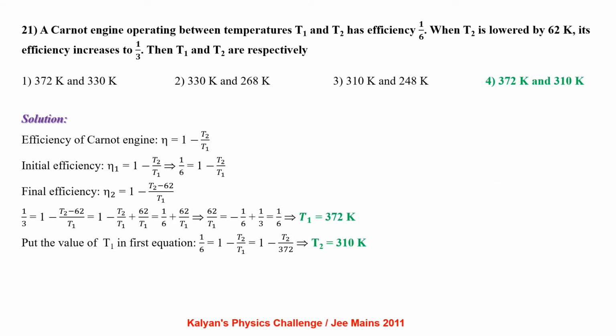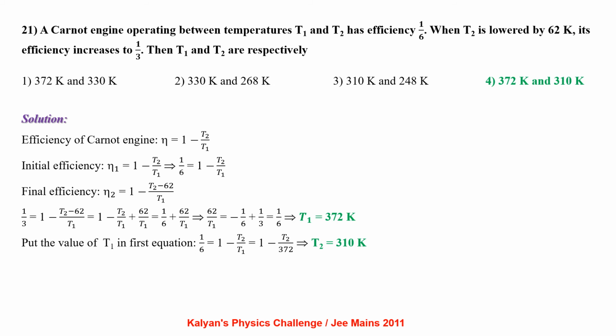A Carnot engine operating between temperatures T1 and T2 has efficiency 1 by 6. When T2 is lowered by 62 Kelvin, its efficiency increases to 1 by 3. Then T1 and T2 respectively are. Efficiency of Carnot engine eta equal to 1 minus T2 by T1. Now the initial efficiency is 1 by 6. So I can write 1 by 6 equal to 1 minus T2 by T1.